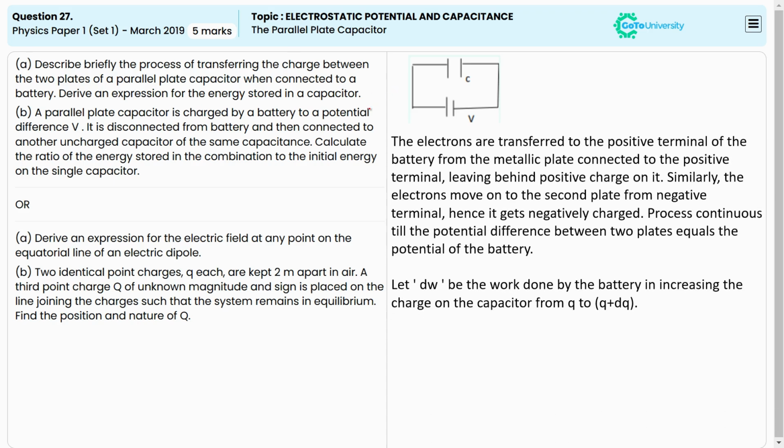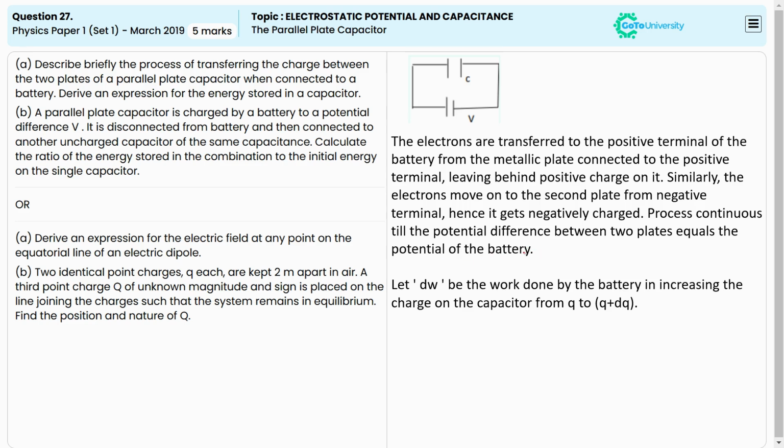The electrons are transferred to the positive terminal of the battery from the metallic plate connected to the positive terminal, leaving behind positive charge on it. Similarly, the electrons move onto the second plate from the negative terminal, hence it gets negatively charged. The process continues till the potential difference between the two plates equals the potential of the battery.